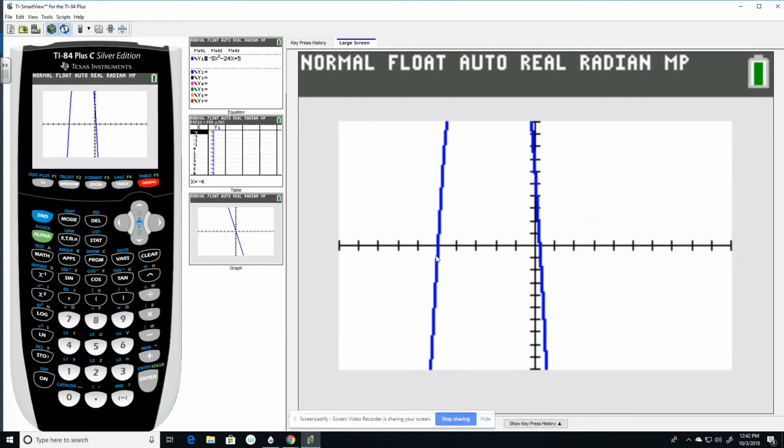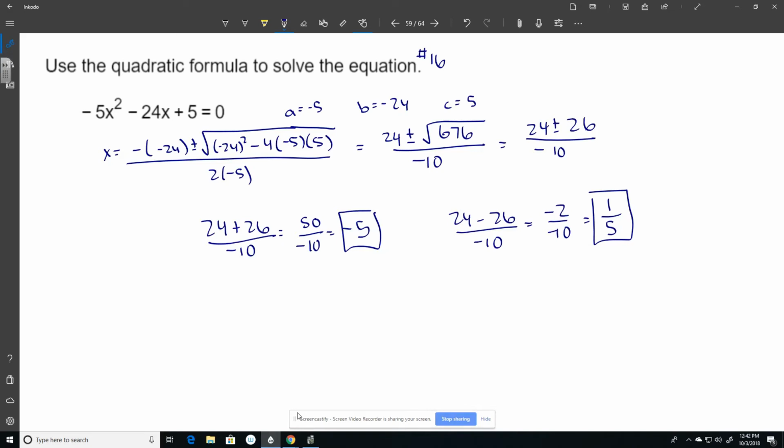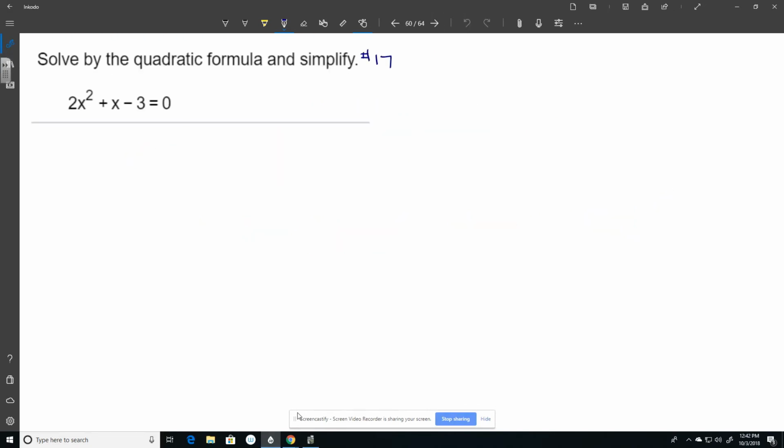So when I look at that graph, here's -1, 2, 3, 4, 5. Perfect. And a little bit bigger than 0 is my other solution. So I feel good about my answers. Those are correct. Okay, number 17, quadratic formula.